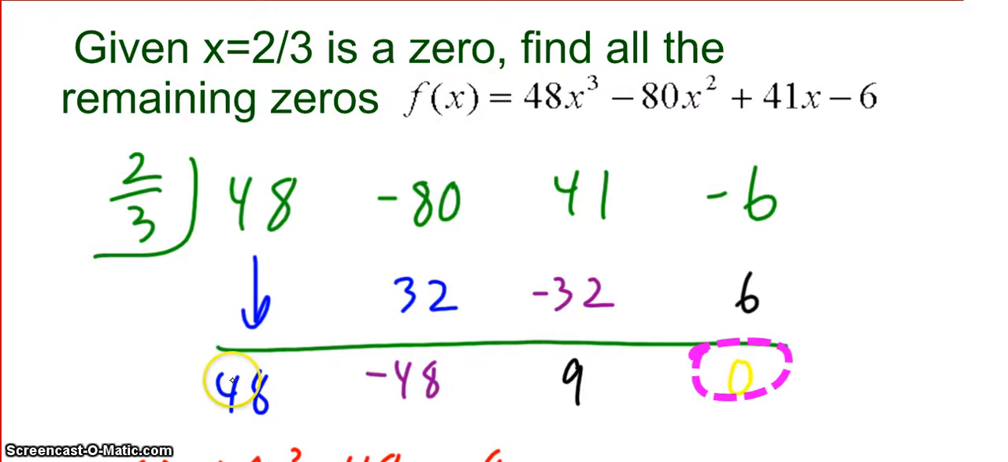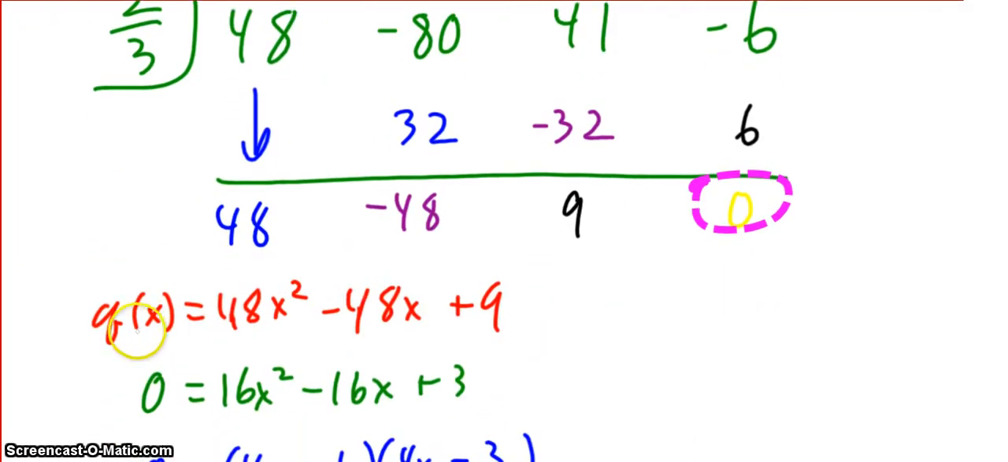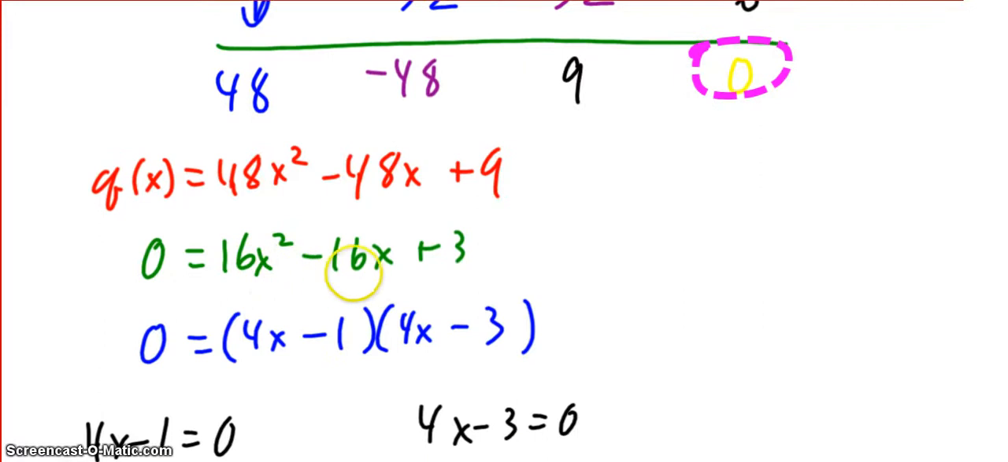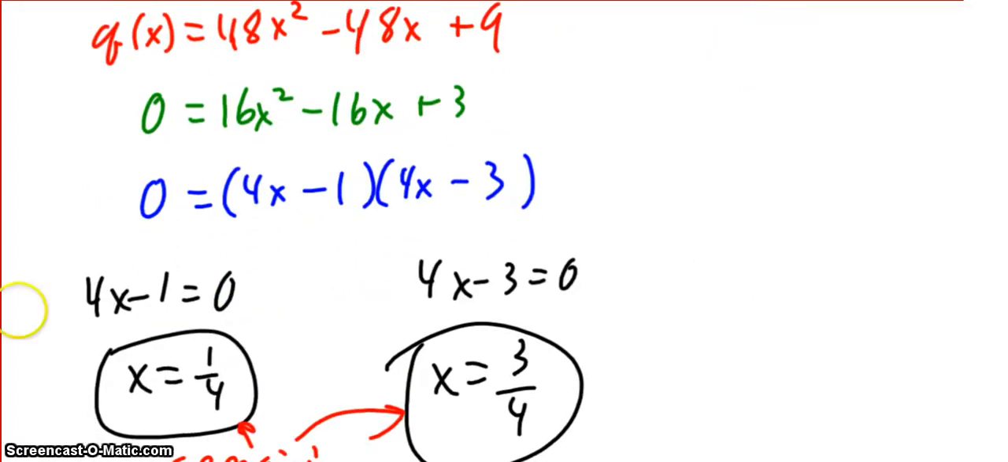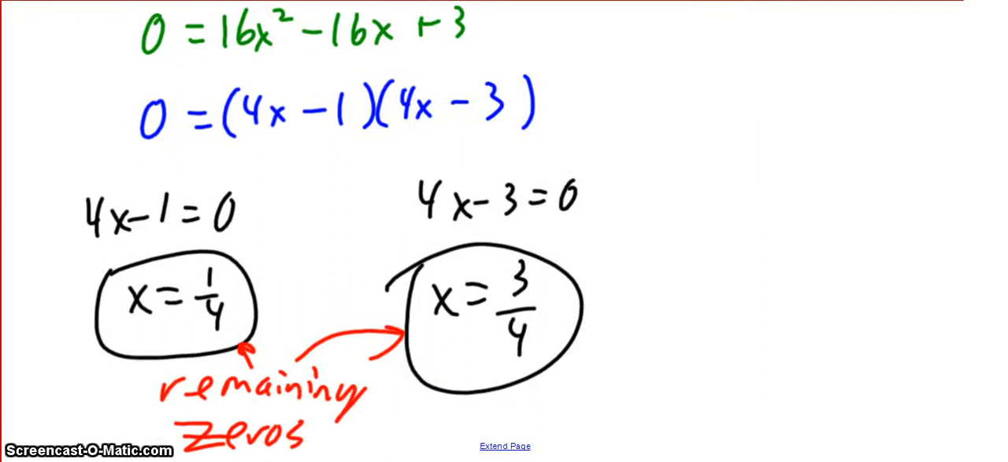Now, write my quotient function, so q of x equals 48x squared minus 48x plus 9. Set that equal to 0 to find the zeros. I combined a step here. I also divided this entire thing by 3. I can do that because I'm solving. So this became 16x squared minus 16x plus 3. That makes it easier to factor. So this factors into 4x minus 1 times 4x minus 3. Set each factor equal to 0. And I get my remaining zeros.